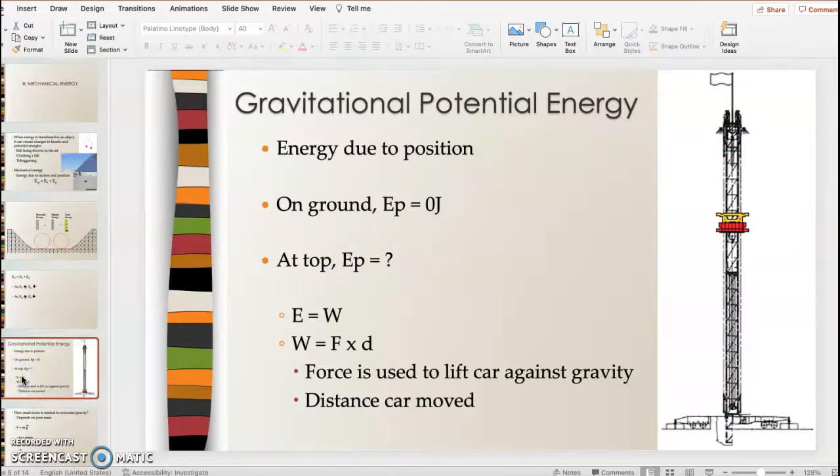So this ride is pretty fun. It's your energy due to your position. So on the ground, you have 0 joules of energy. You'll totally remember what we learned yesterday, that work is force times distance. In this case, you need a force to lift the car against gravity. They need a motor to pull you up and all your friends in that little cage. And the distance the ride goes up the tower is how much work's been done. So you're gaining potential energy by doing that.